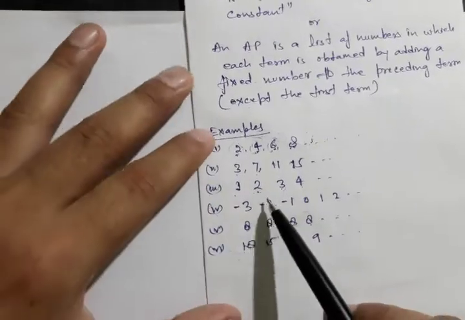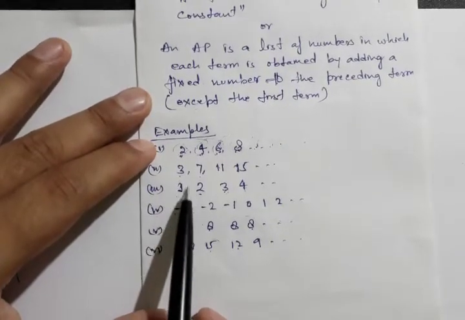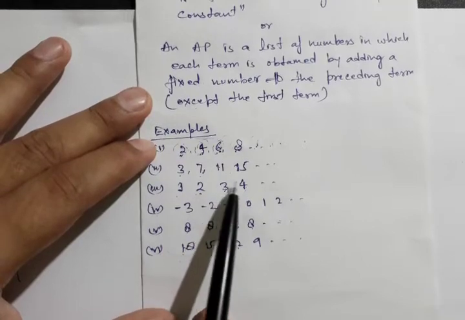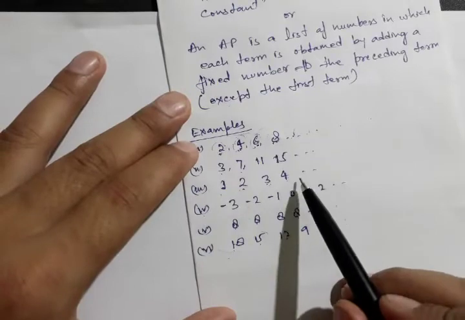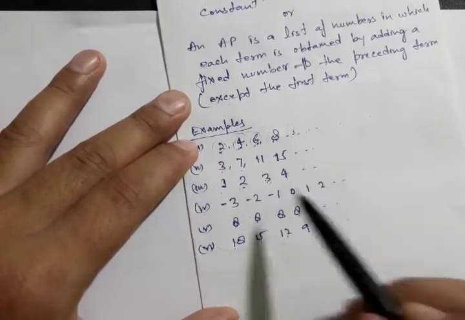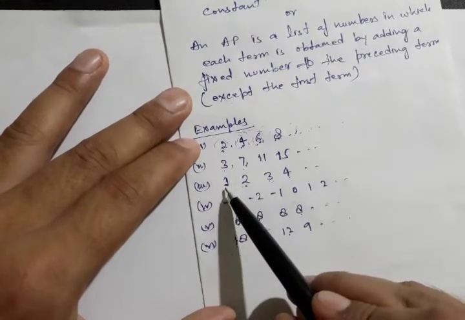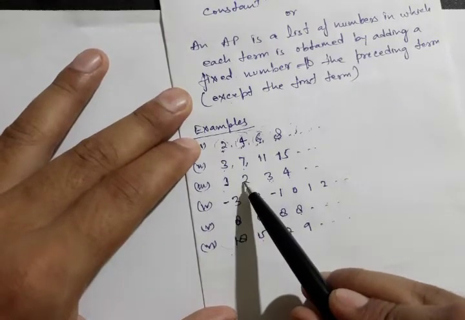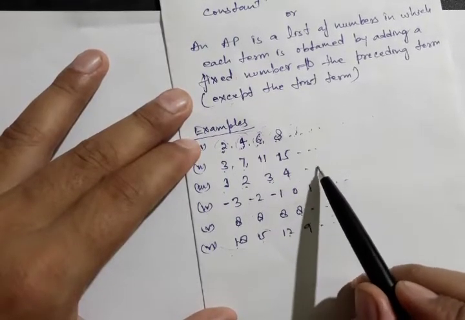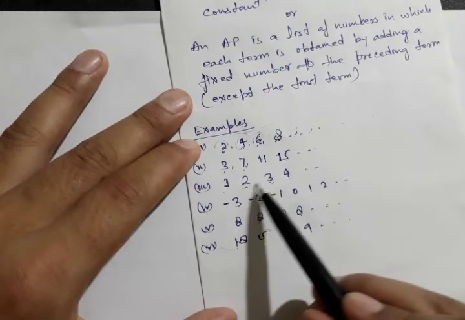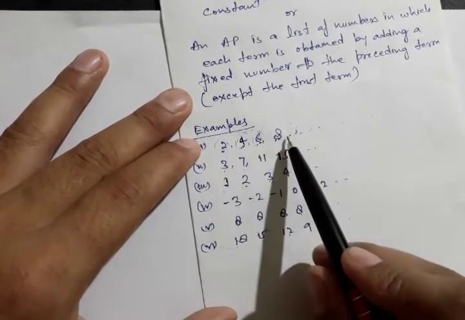Now the third sequence. In the third sequence, we have the first term 1, the second term is 2, then 3, then 4. Can you tell me how this sequence is progressing, what we have to add to the preceding term to find the next term? If we add 1 to 1, we get 2. Again 2 plus 1 is 3, 3 plus 1 is 4, 4 plus 1 is 5, 5 plus 1 is 6. So the fixed or constant number here is 1. Here the constant number was 4. Here the constant number was 2.